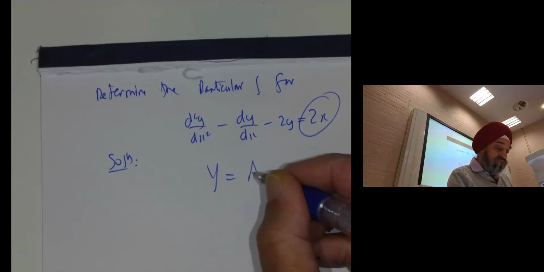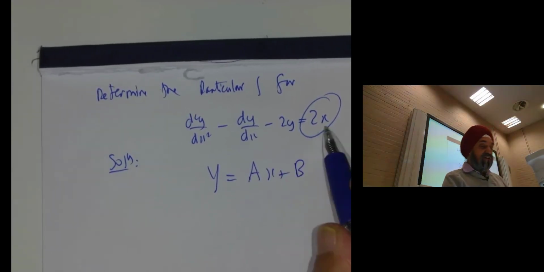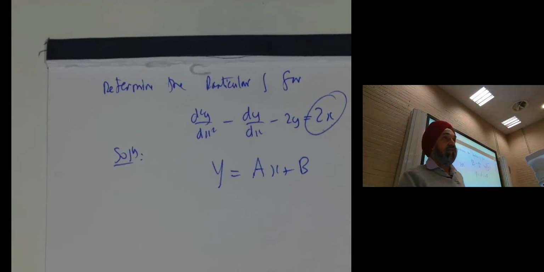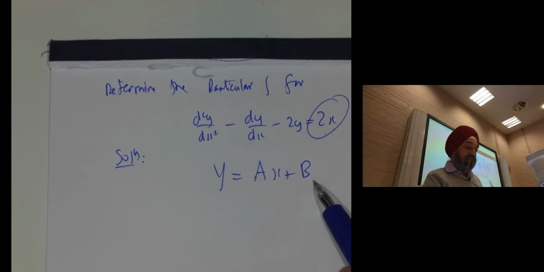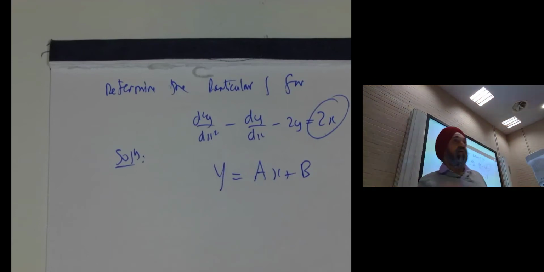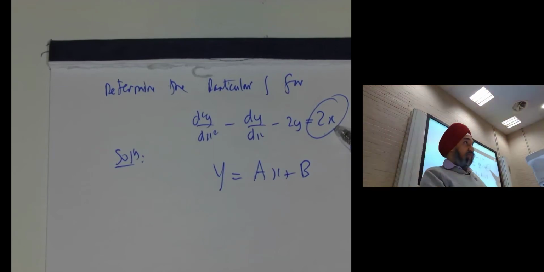Okay, you try ax plus b. It's a linear function, a straight line. Now, how do you find the values of a and b? This is the extra bit you want to add on. The left-hand side is going to be the same as last time because it's the same differential equation. The only thing which has changed is the right-hand side. I've changed that from 5e to the 4x to 2x.